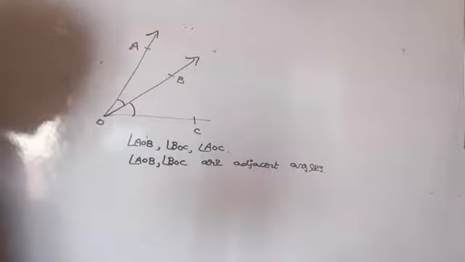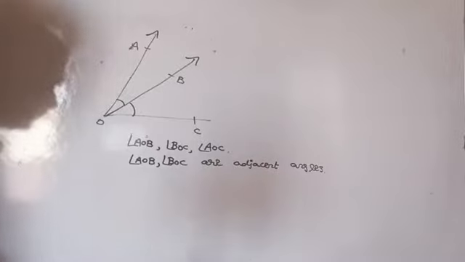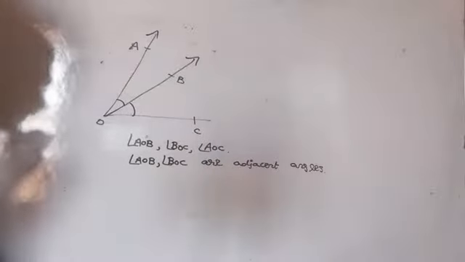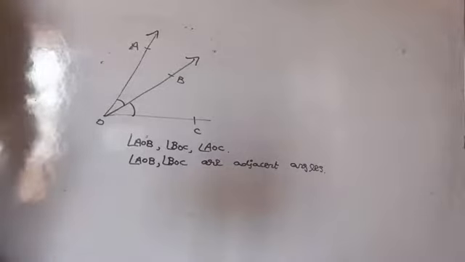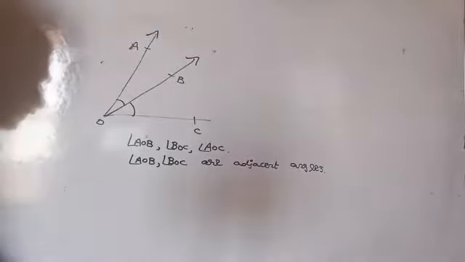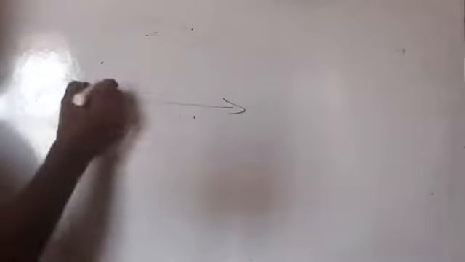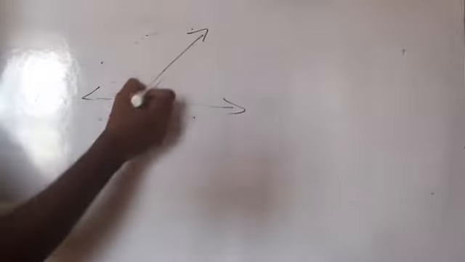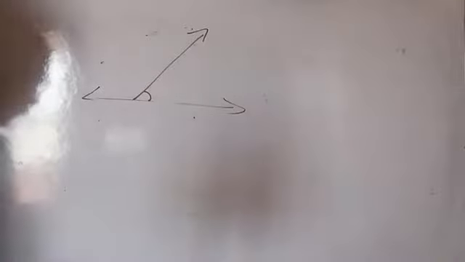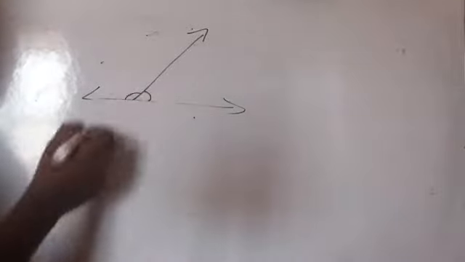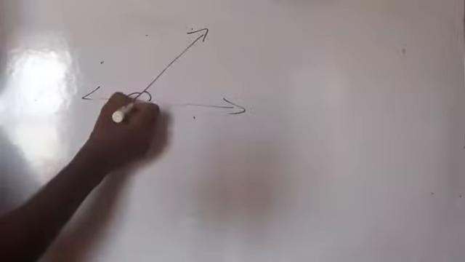Then, linear pair. What is meant by linear pair? When the sum of the two adjacent angles is 180 degree, then it is called as what? Linear pair. That is, a linear pair is a pair of adjacent angles whose non-common sides are opposite rays. Suppose this is a question. This is a ray, this is a line. These two angles are adjacent angles because they have the same vertex.